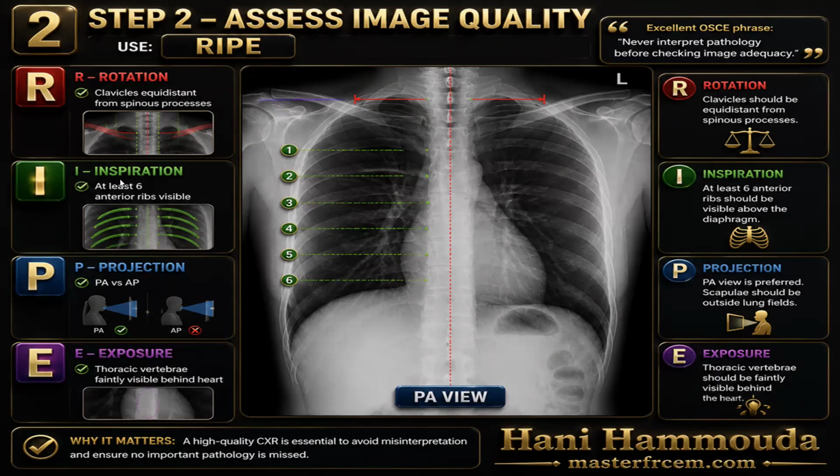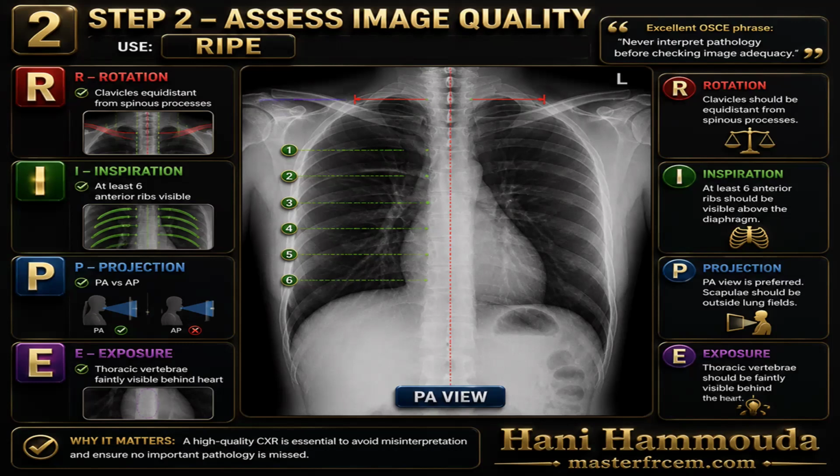The next point is the inspiration. So we count the ribs. If the chest X-ray shows at least 6 ribs, this is a good inspiration. We can count, and this X-ray has at least 8 ribs, so we know this is a good inspiration X-ray. The next one is projection. There are 2 projections, PA and AP. This X-ray is a PA view because you see the 2 clavicles are outside the lung view. The next one is exposure. For the exposure, you can see the thoracic vertebrae faintly visible behind the heart.